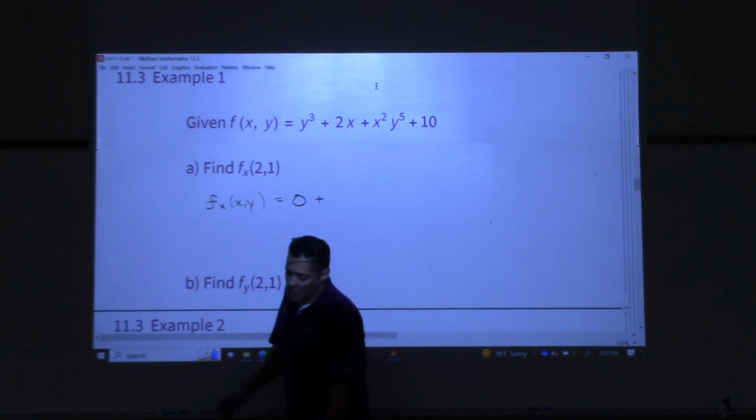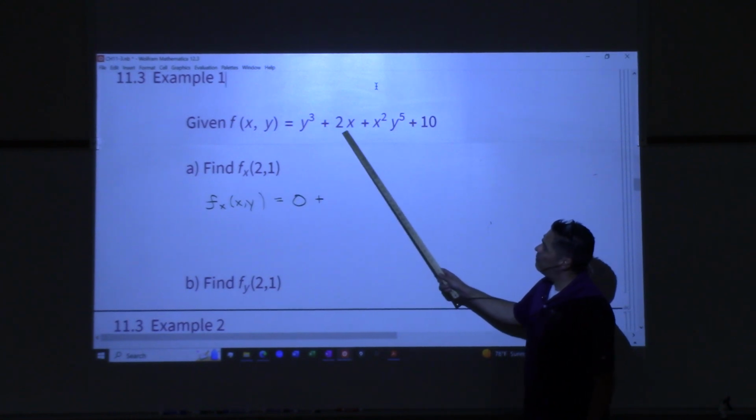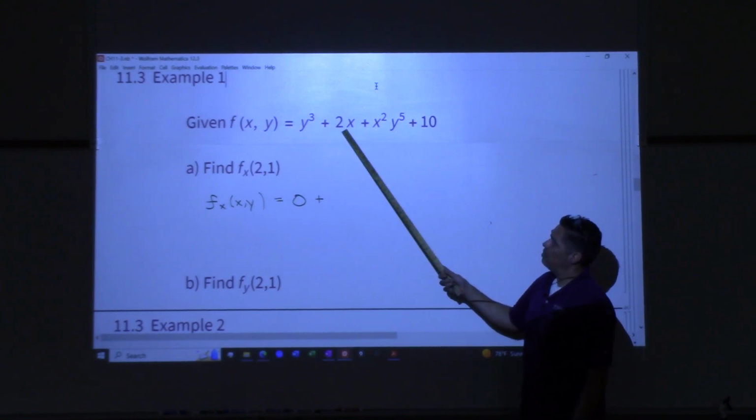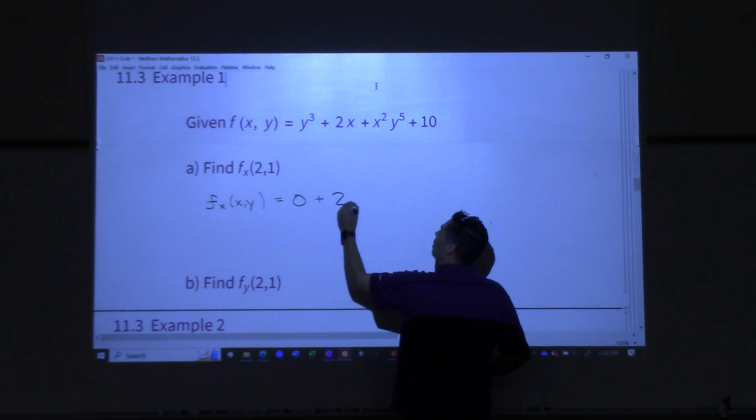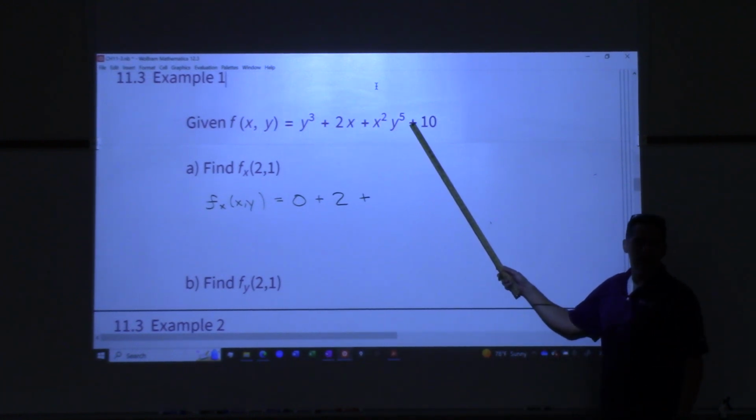All right, now x is my variable, right? So what's the derivative of 2x, back from Cal 1? 2. Okay, so that's 2, plus. All right, now we've got x squared times y to the 5th power.